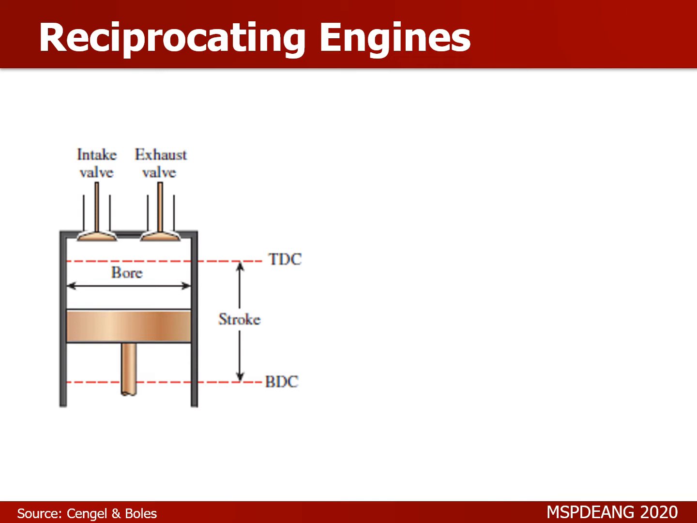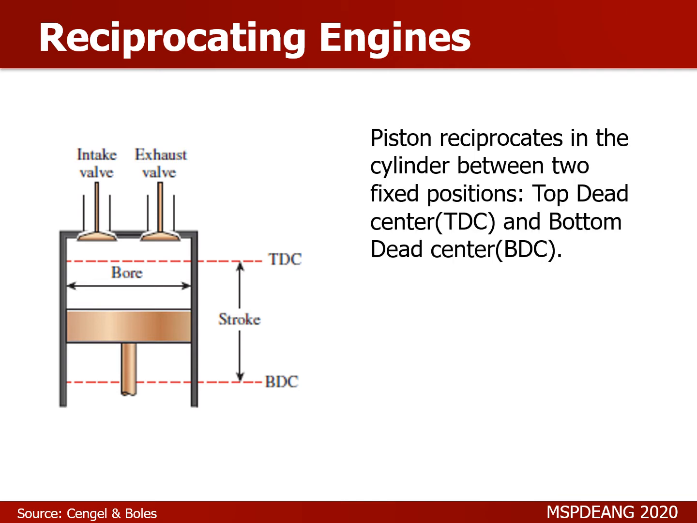We define what we call a stroke, okay? And the stroke of a piston is between two fixed positions known as your top dead center, TDC, and your bottom dead center, BDC. Okay, so your piston will now move between these two fixed positions, thus doing work in the overall process.